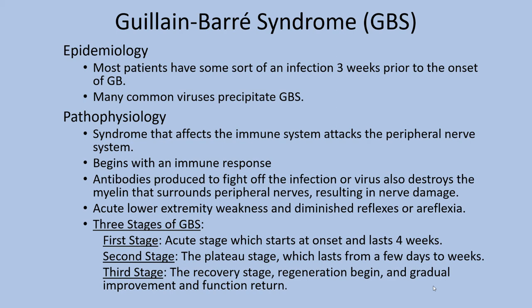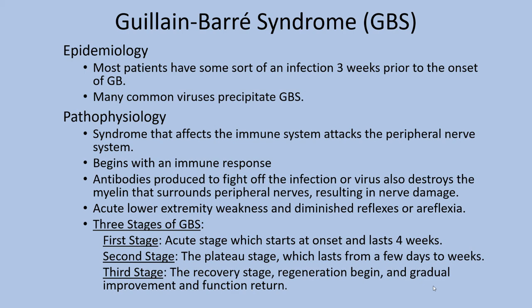Mortality rates range from 2% to 10% from autonomic dysfunction and complications of immobility, and complications do increase with age. Patients are more likely to die if they're over 60 years of age and have a rapidly progressing variant of GBS, or if they require an extended course of mechanical ventilation.